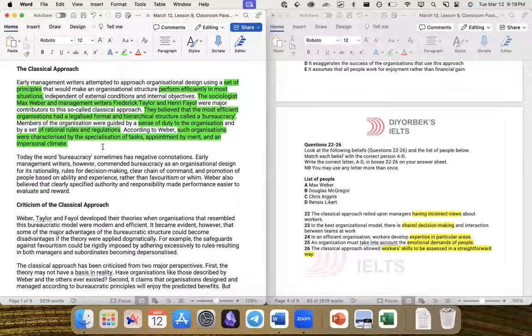Today the word bureaucracy sometimes has negative connotations. Early management writers, however, commended bureaucracy as an organizational design for its rationality, rules, decision-making, clear chain of command, and promotion of people based on ability and experience.